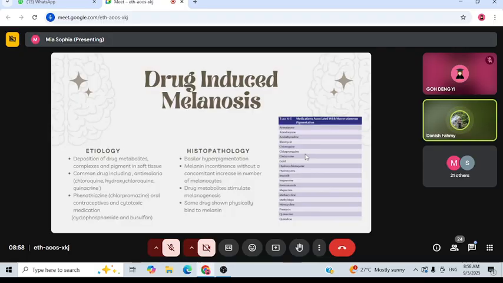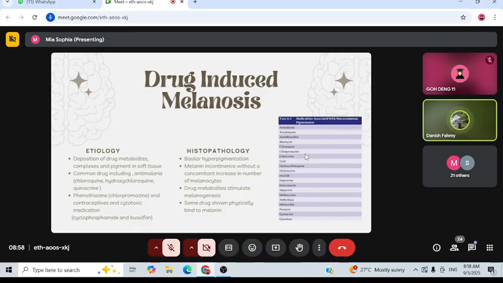Next is drug-induced melanosis. The cause of the disease, of course, is the drugs, through deposit of drug metabolites. For example, antimalarial drugs such as chloroquine, hydroxychloroquine, and quinacrine. Next are phenothiazines, chlorpromazine, oral contraceptives, and cytotoxic medications, for example, cyclophosphamide and busulfan.